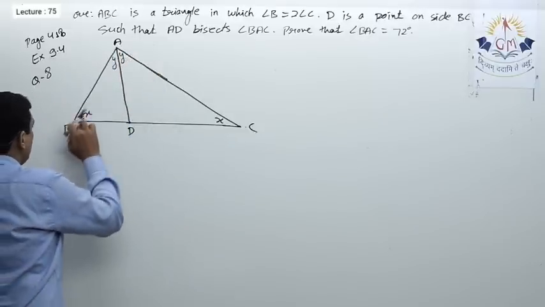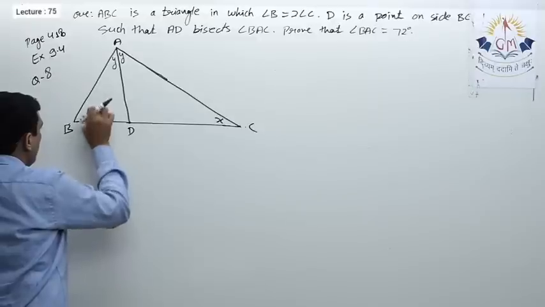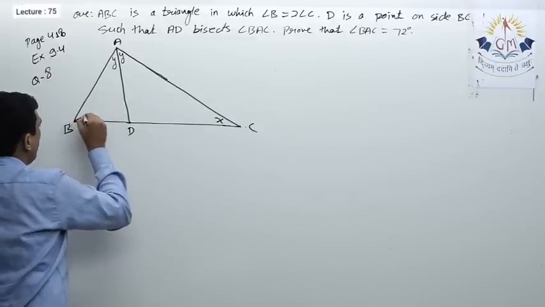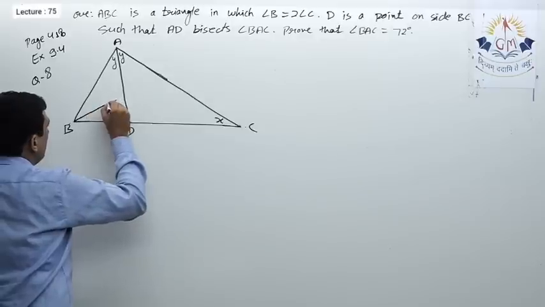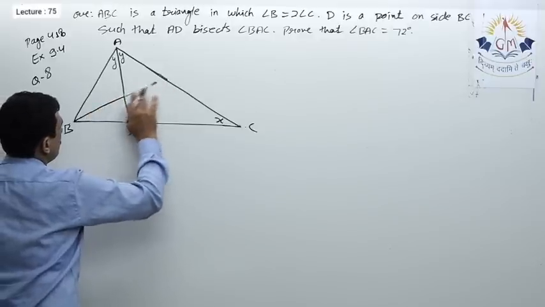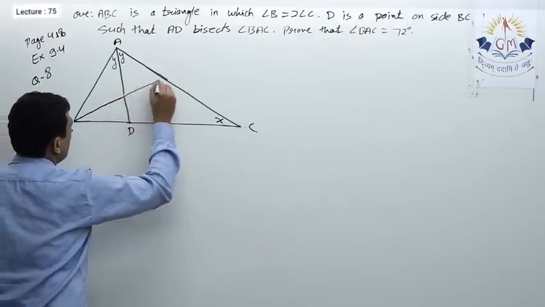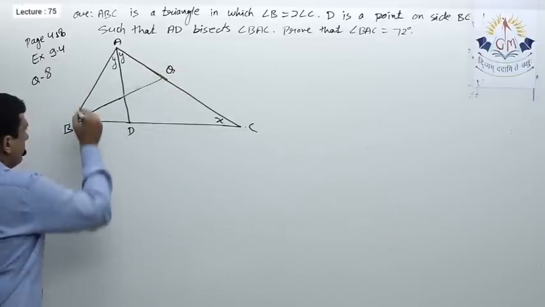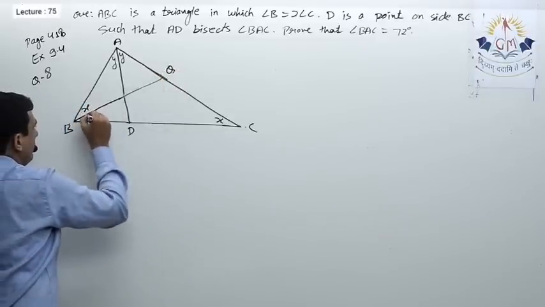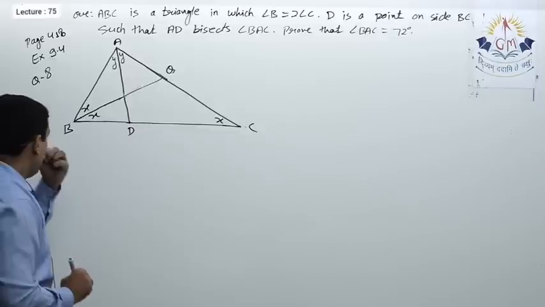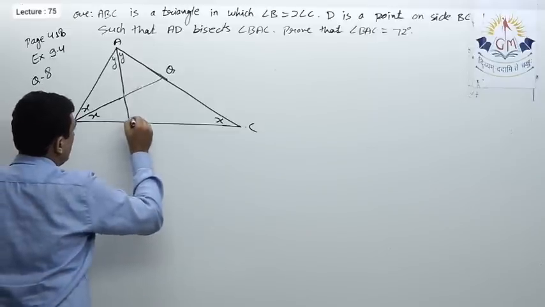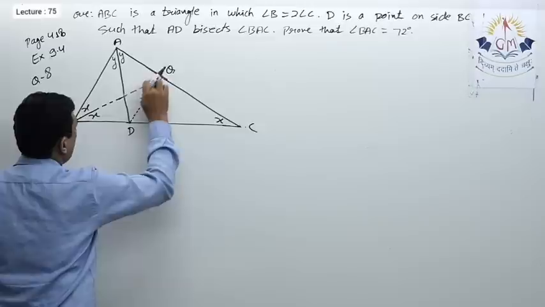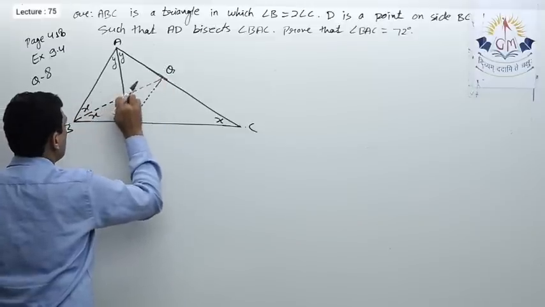Okay, now see this is 2X. So the very first construction that I am doing, I am drawing a bisector of angle BAC. Let it meet over here at any point Q. As this is a bisector, this will be X, this will be X. Now I will join this DQ as well. I am taking this as a broken line as this is a construction.